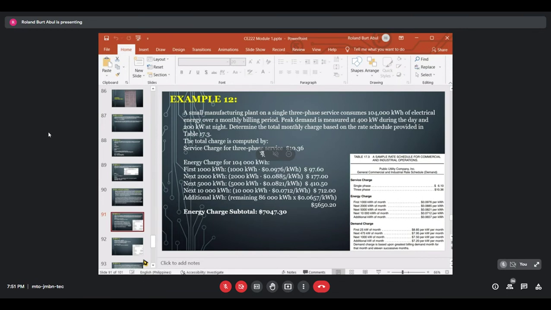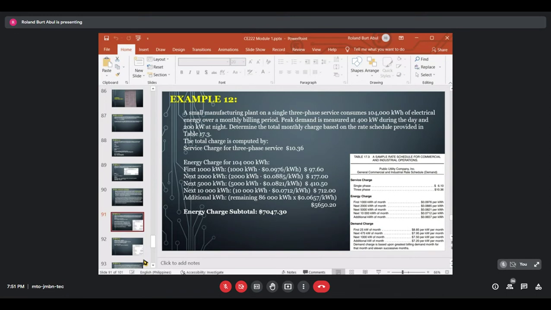Did you get Kirby's explanation, guys? Yes, sir. So do we understand this example? Yes, sir. Sige, let's proceed. The next topic is the power demand charge.